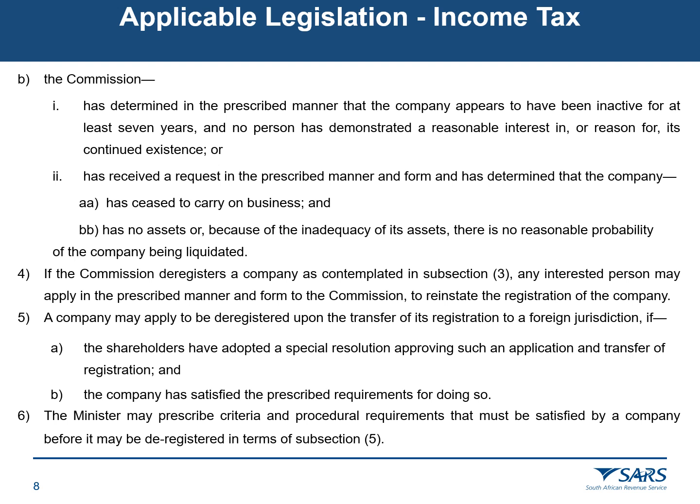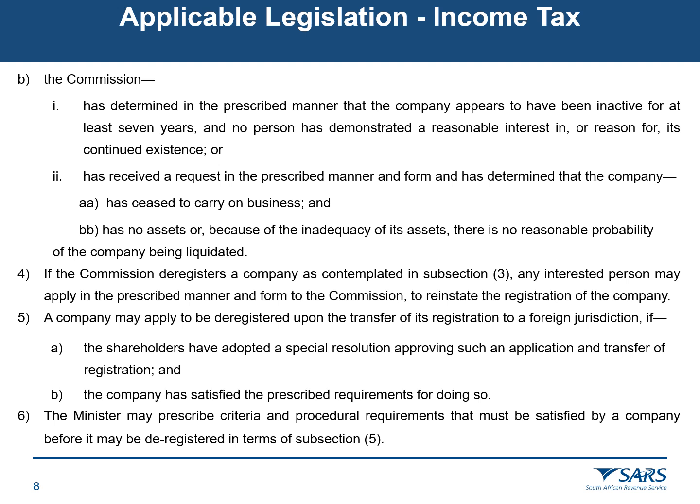or has received a request in the prescribed manner and form and has determined that the company has ceased to carry on business and has no assets, or because of inadequacy of its assets there is no reasonable probability of the company being liquidated. If the Commission deregisters a company as contemplated in subsection 3, any interested person may apply in the prescribed manner and form to the Commission to reinstate the registration of the company.